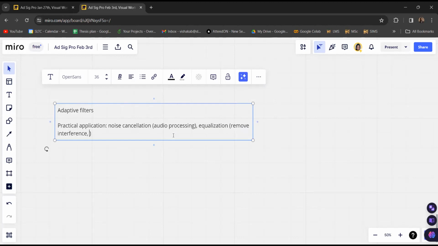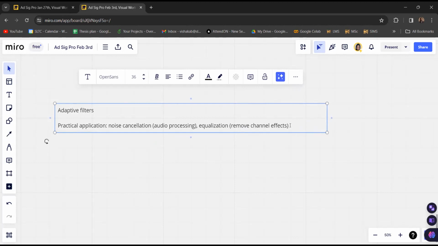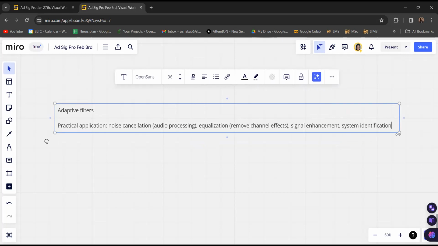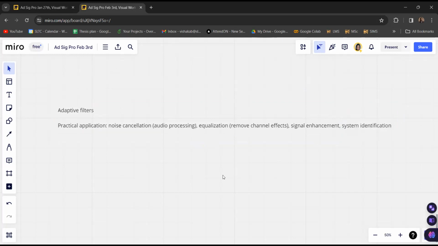So interference and noise will be cancelled, and also any effect from the channel will be removed. Equalization will be done to remove channel effects and obtain the desired signal. For such applications, we can use these adaptive filters. Also, signal enhancement, where we want to improve the amplitude of the desired signal, uses adaptive filters. And then we can use adaptive filters for system identification. What I mean is that if you want to find an impulse response or some properties and features of a certain system, we can find them by using an adaptive filter.